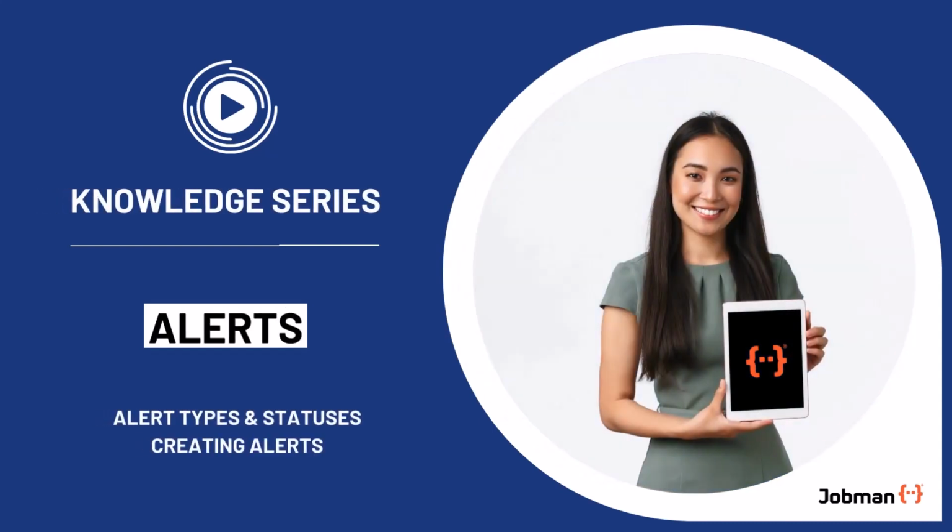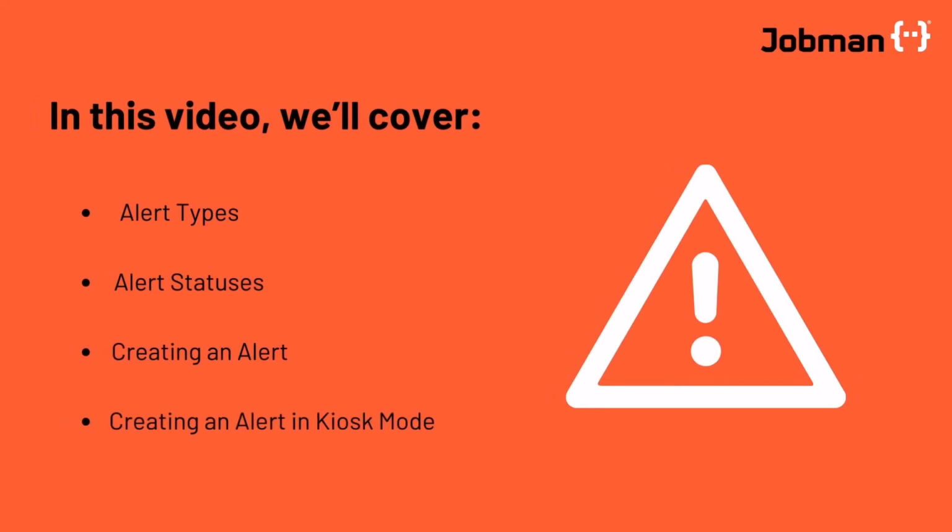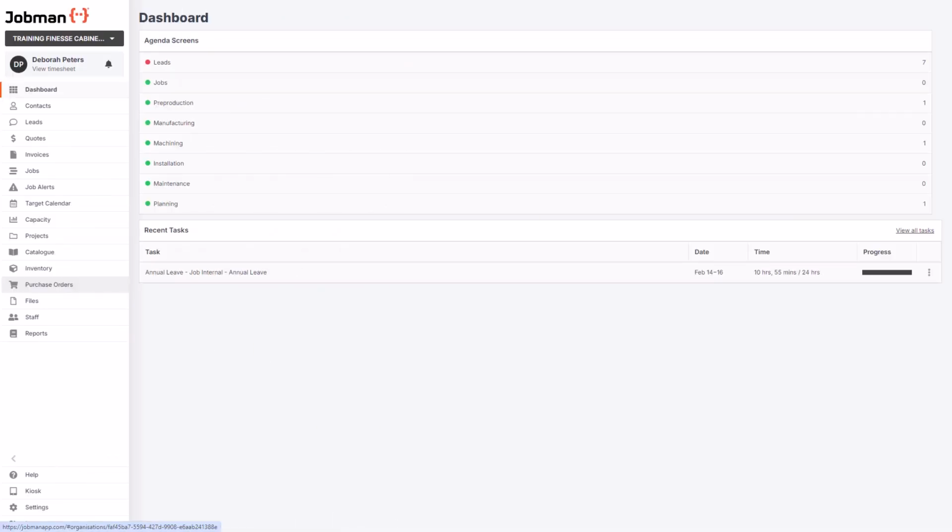Jobman's alerts are messages that are sent in response to events that may require immediate attention. The Alerts feature offers functionality that allows for quicker identification, response, and prioritization of items identified.